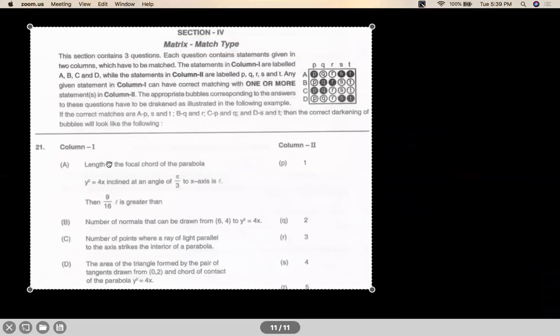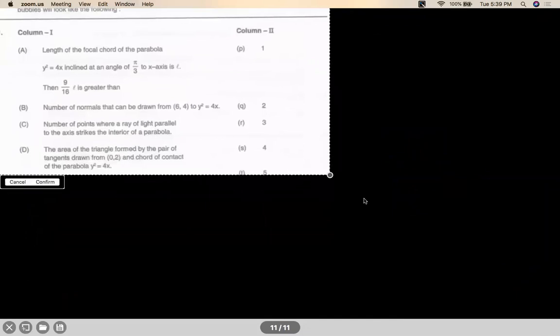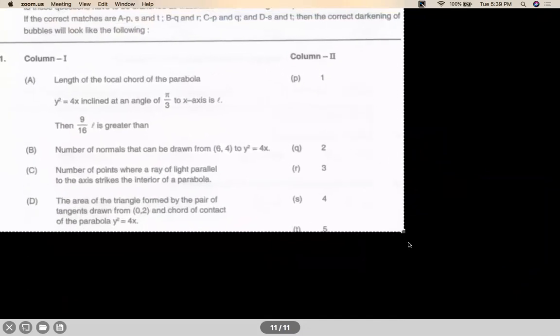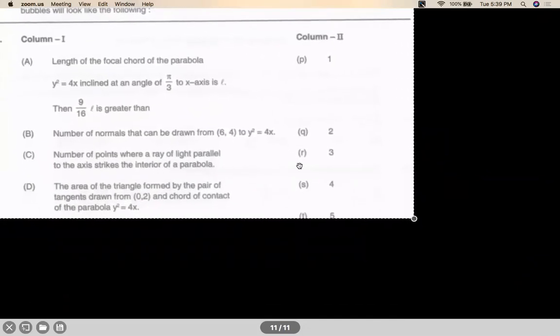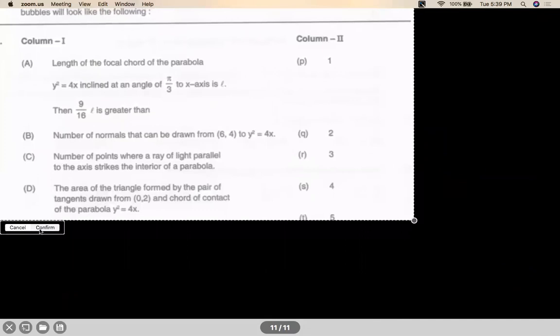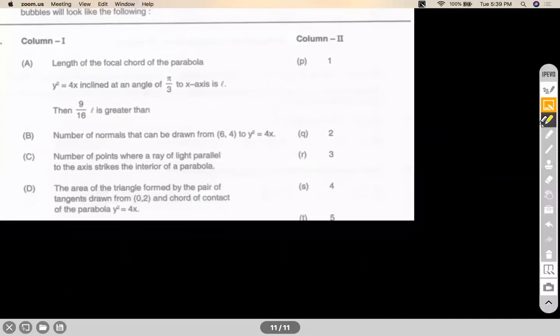This is a column match. In fact, you already know the instructions, so there's no point showing you the instructions. Now give your response together. Don't be like A is matching to, let's say, R, and then you wait for some time to see B option. So give everything together.